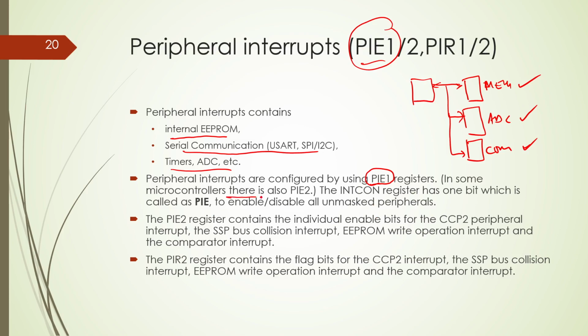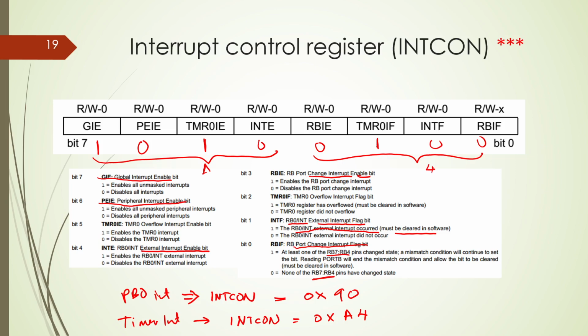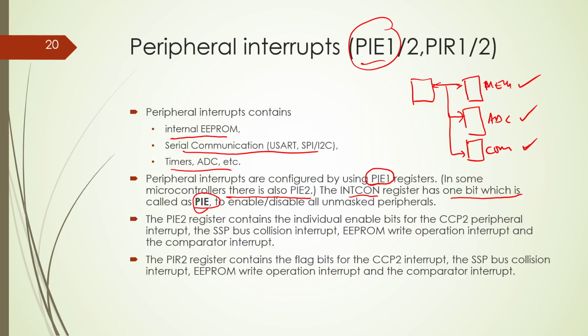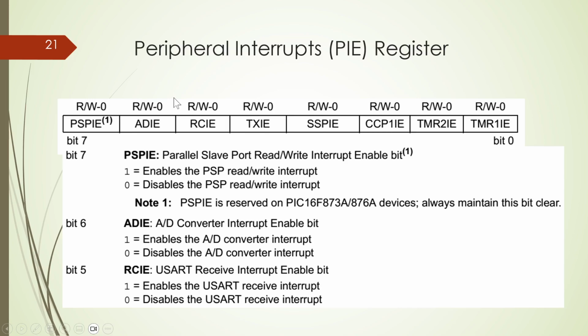In some microcontrollers, there is also PIE2. The interrupt control register has one bit, which is called PEIE. Okay, PEIE, peripheral interrupt enable bit. Where is it? Yeah, here. If you were to use that, you have to set it to 1. Okay, the rest you can read on your own. Okay, peripheral interrupt register PIE.